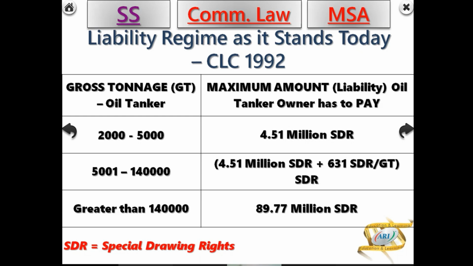The first and the third are pretty straightforward. I will explain this in the next slide, but before that, I just want to tell you what SDR is. CLC first came in 1969. SDR was not existing, so all the payment and liability was in gold francs. Now we know whether it was 1969 or today, gold standards around the world vary by the hour.